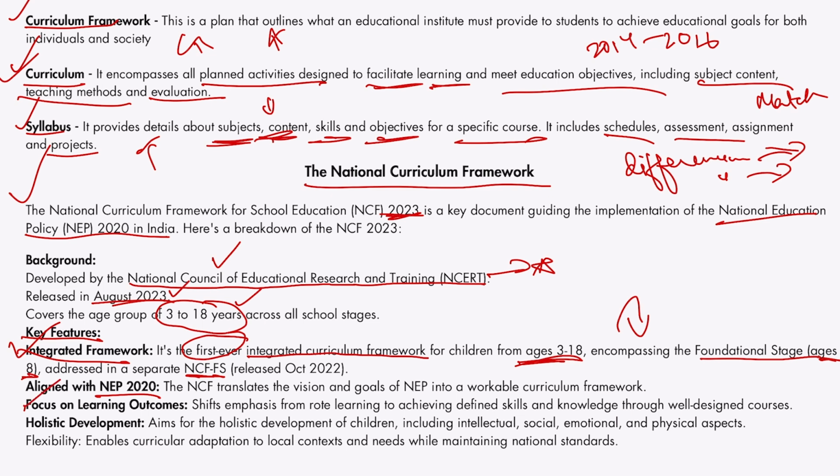Focus on learning outcomes, shifts emphasis from rote learning to achieving defined skills and knowledge through well designed courses. All right. Next, holistic development aims for the holistic development of children, including intellectual, social, emotional, and physical aspects. And it is flexible. So, pretty easy. There are a few important key terms that I've circled, and you should take note of this. Create flashcards in spaced revision if you keep forgetting.